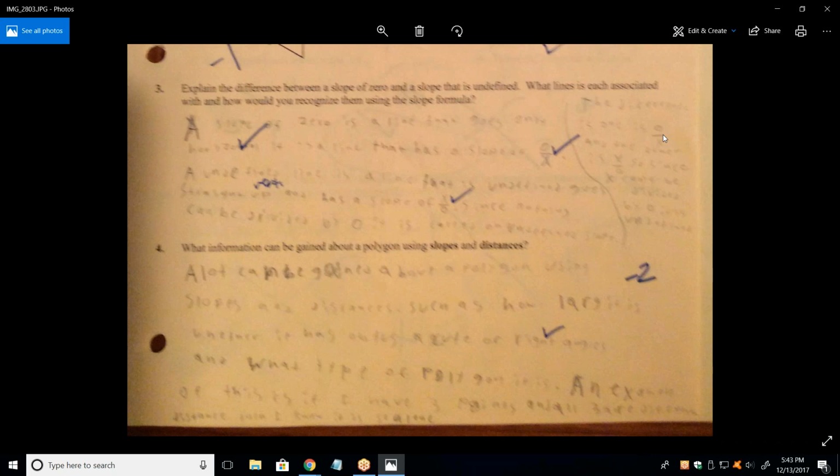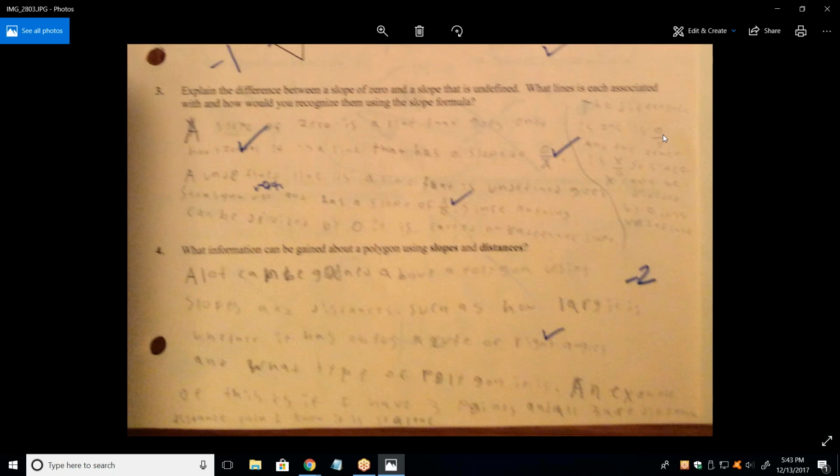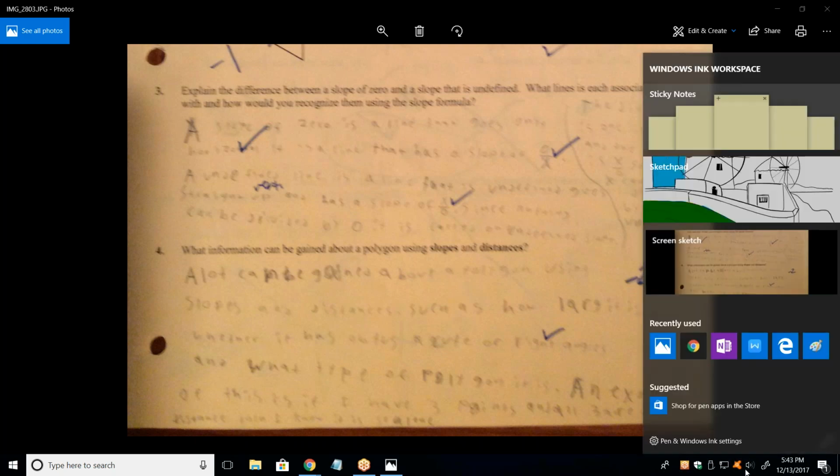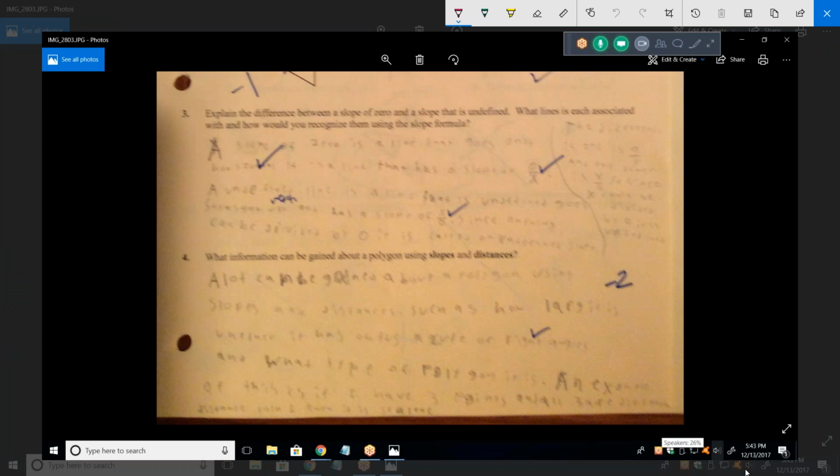Let's draw a polygon. Polygon is just, they didn't say a regular polygon. They said a polygon. So let me just draw a polygon. Draw a 5-sided polygon. Okay. Let's put it on an XY coordinate grid. Now, what information can be gained about a polygon using slopes and distances?